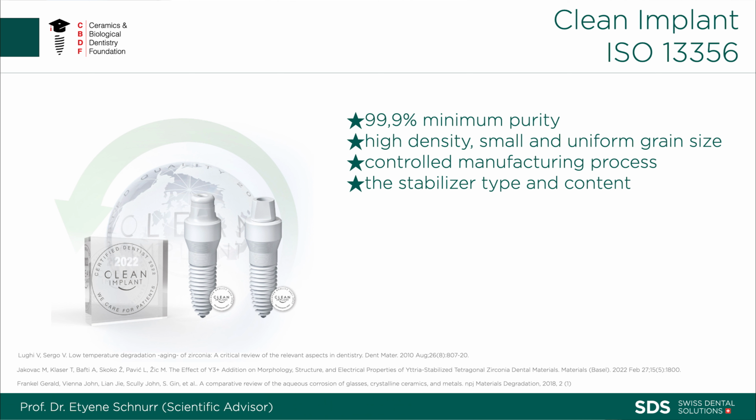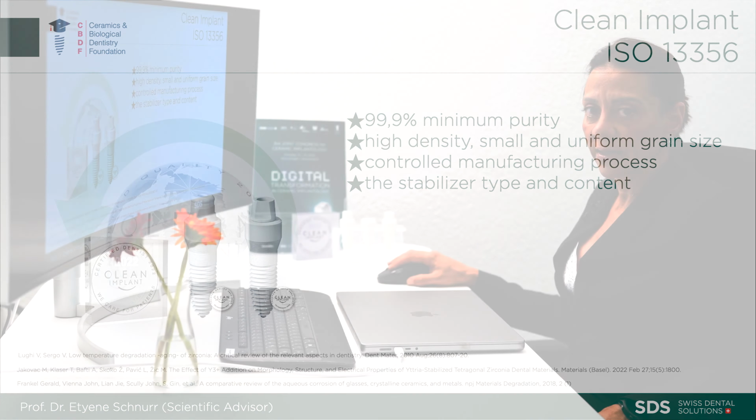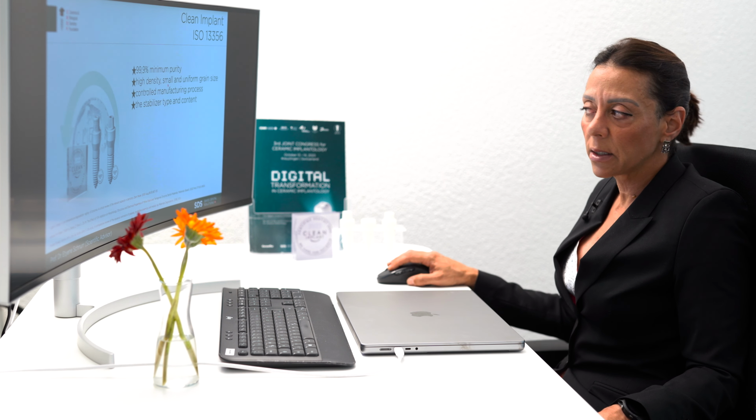According to the ISO 13356, zirconia in medical use must have 99.9% of purity, high density and small uniform grain size, as well as undergo a controlled manufacturing process.